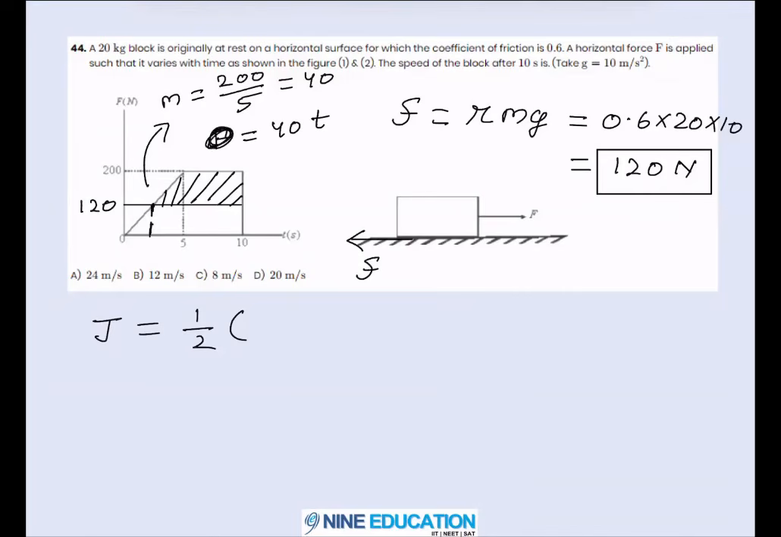Now, if I want my force to be greater than 120 Newton or to be 120 Newton in order to counteract with the friction, then at what time are we getting that much amount of force? That will be 120 by 40, and that is equal to how much? That is about 3 seconds. That means this time is 3 seconds, right?